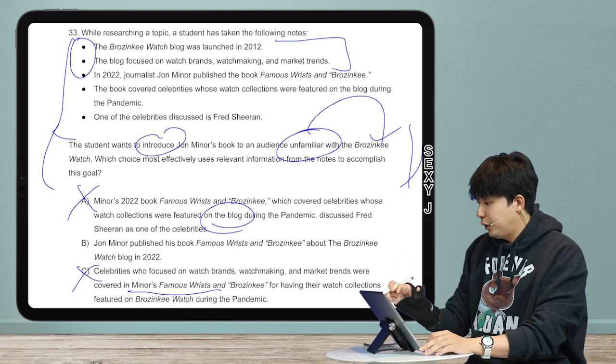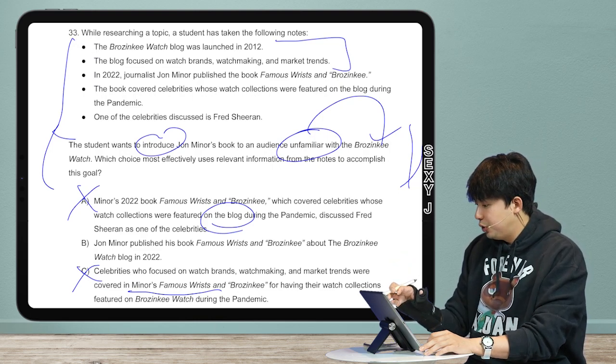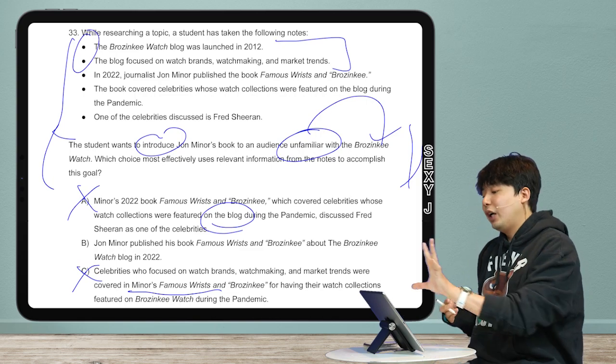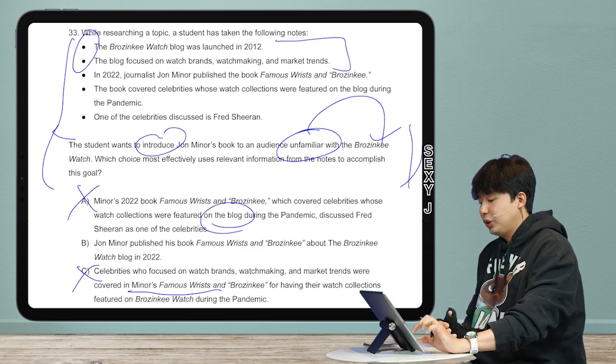Okay, my wrist is fractured. I'm not too good at using this thing. Got it, okay. I need something from those two bullet points.